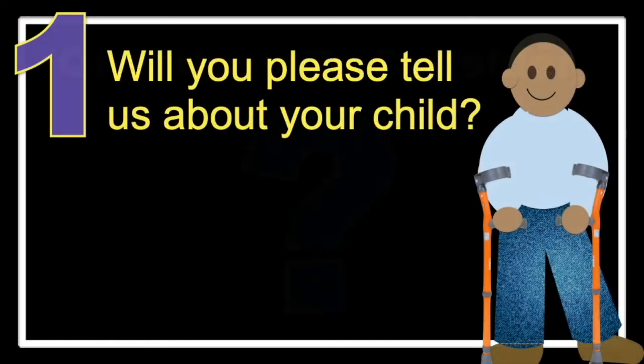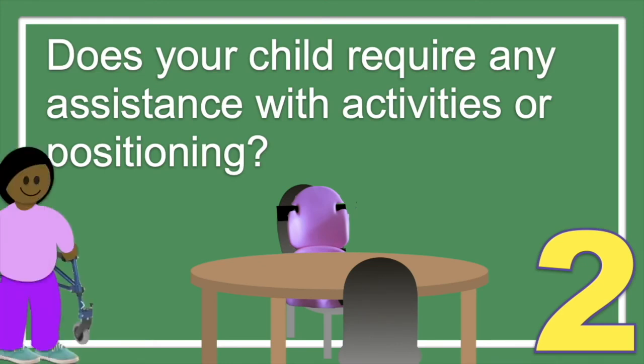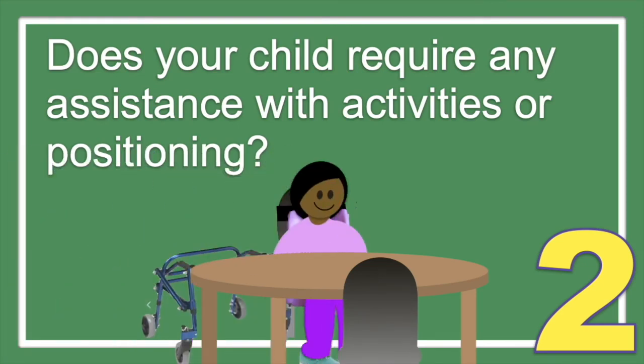Number 1, would you please tell us more about your child? Start with an open-ended question and give parents a chance to tell you about their child as a whole person. Number 2, does your child require any special assistance with activities or positioning? Some children may be completely independent, but others may benefit from support such as adaptive seating or help with fine motor activity.